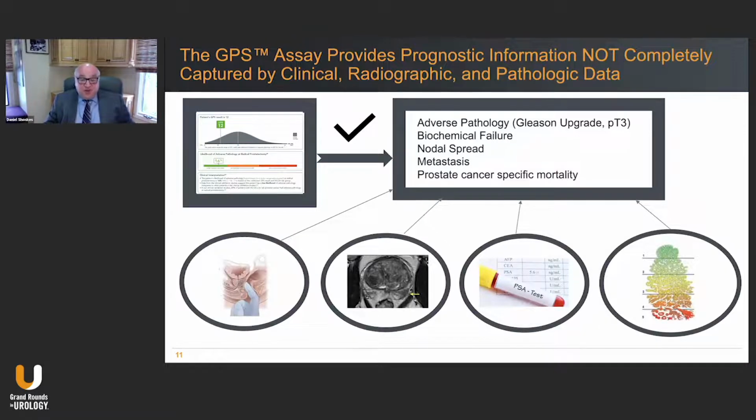So the answer to the question, does genomic scoring give additional information to clinical and pathologic features? The answer is yes. Biology trumps histology. Looking at gene expression through GPS gives further predictive information for adverse pathology, biochemical failure, metastasis, and prostate cancer-specific mortality. So how do we use this practically?